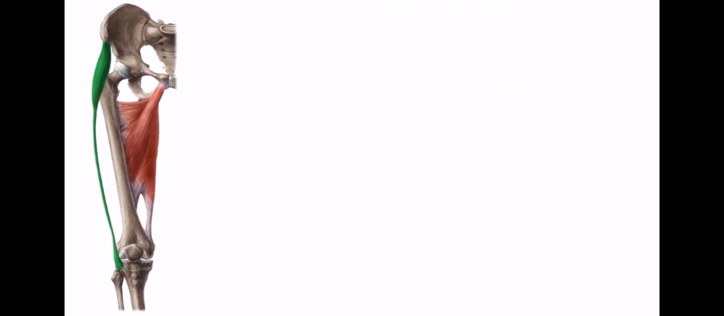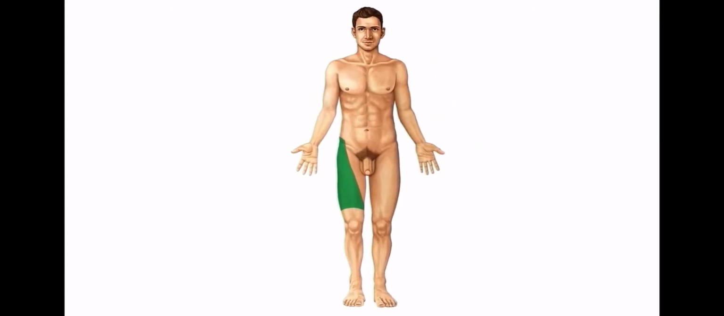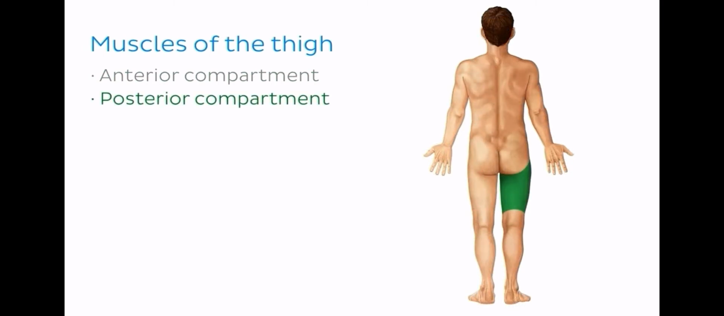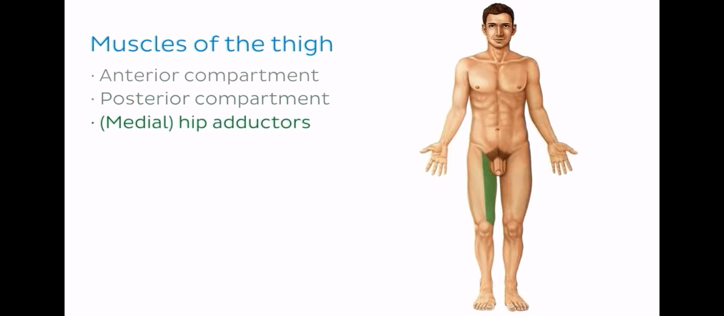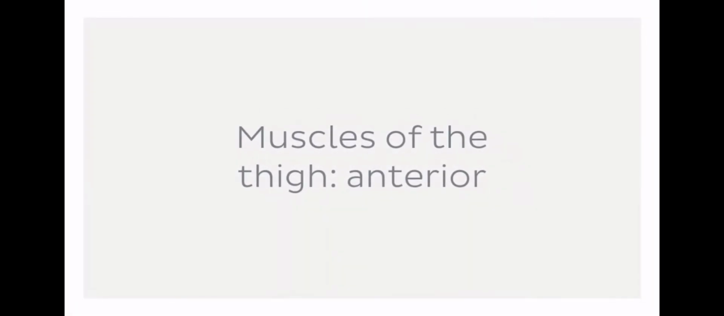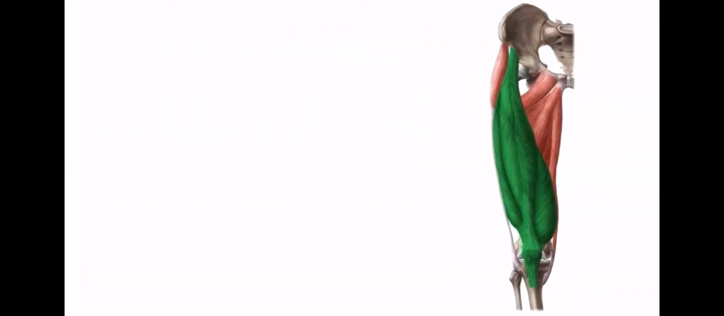Let's move on now to a different set of muscles, the muscles of the anterior thigh. As you can see, the thigh can be divided into the anterior compartment, the posterior compartment, and the hip adductors. The first muscle we want to talk about in the muscles of the anterior compartment of the thigh is a large four-headed muscle known as the quadriceps femoris.